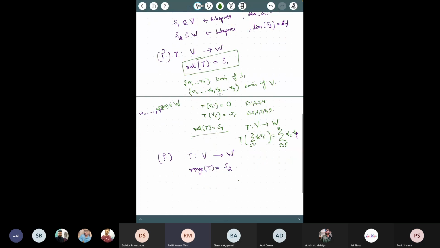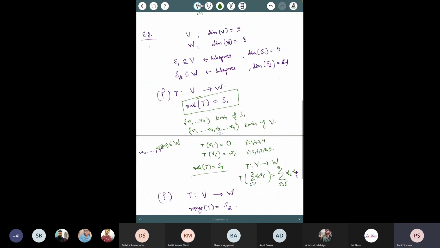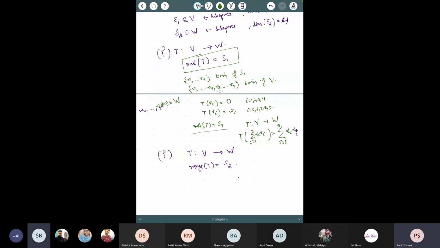Yes, sir, we can define such a T. We will define T from V to S2, and that is onto. That will give the given criteria. No, S2 is a subspace of W. S2 is of dimension 4, and W is of dimension 8. So you need to define a linear transformation. It won't be onto, right?